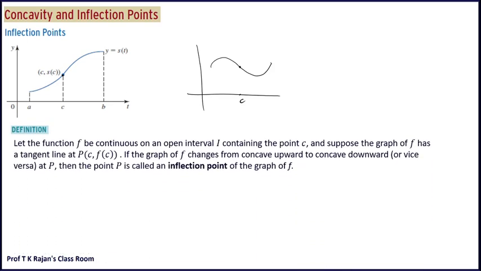Now we'll define what is a point of inflection of a curve y is equal to f of x. Suppose f is a continuous function defined on an interval I. The graph of f has tangent at a point C. Then this point C is said to be a point of inflection if the curve changes its concavity, concave upward to concave downward, or concave downward to concave upward.